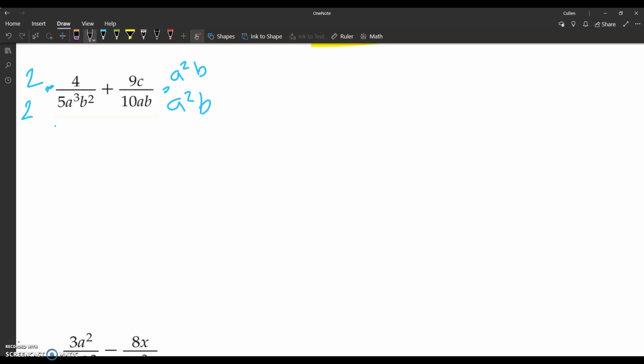So let's write this out again and see what we get from all that. So 4 times 2 on the top is going to give us 8. On the bottom, 2 times 5a to the third b squared is 10a to the third b squared.